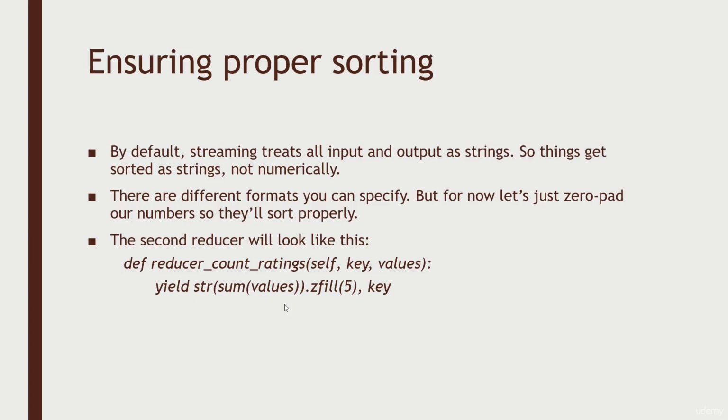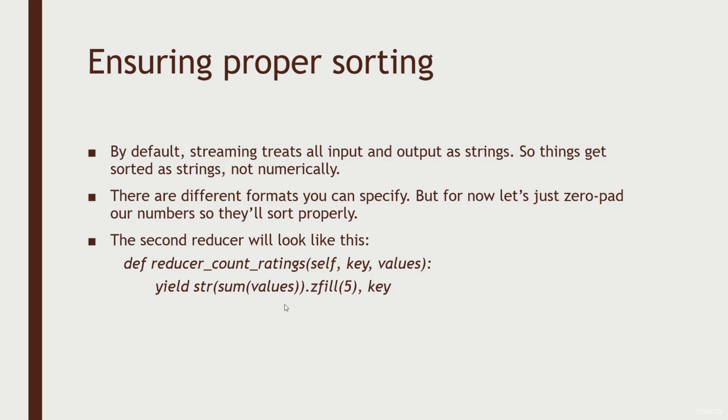The other thing we need to do is make sure things get sorted the way we want, and this is a little bit tricky. You would think that it would just work, but it doesn't, and that's because we're using streaming. Everything is just a string from the standpoint of streaming. So things will be sorted as strings, and that can cause problems because if you sort, for example, the value 100 and the value 4 numerically, 4 comes first, but alphabetically 4 comes after 1. So you will get the wrong results if you just do things the naive way. What we need to do is zero pad our numbers so that they sort properly.